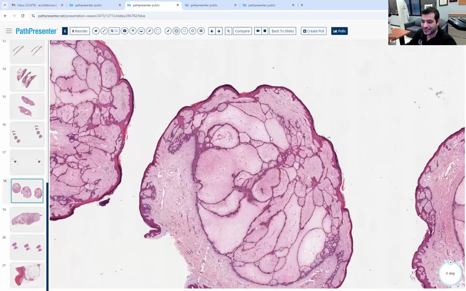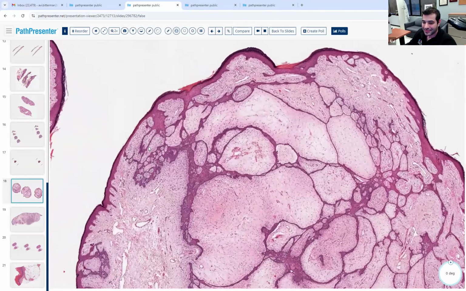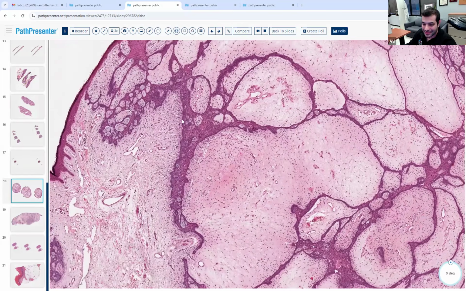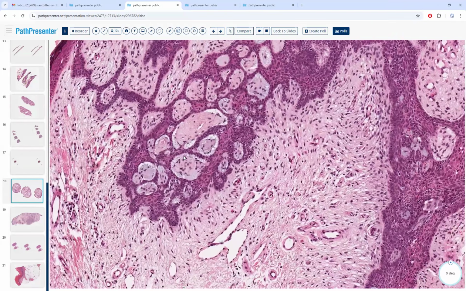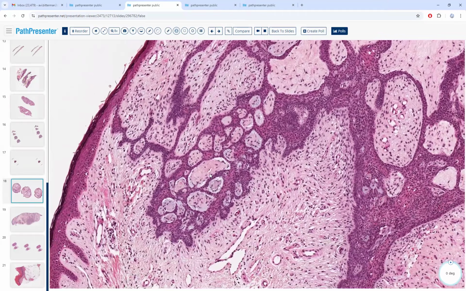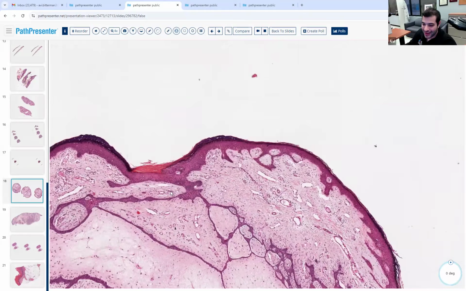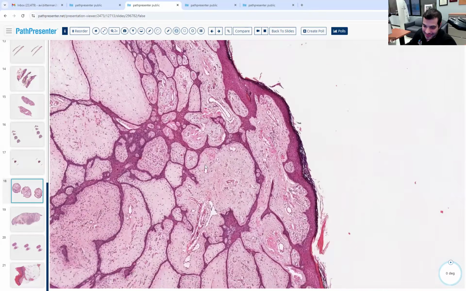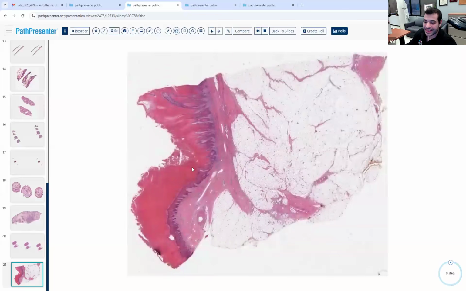What about this one? It looks like BCC, but the pinkish type. Yeah. Also have these pink strands and blue buds, right? Pink strands, blue buds, with the fibrostroma, anastomosing. Yeah, anastomosing, exactly. All right, you guys know this one. Good. What about this?